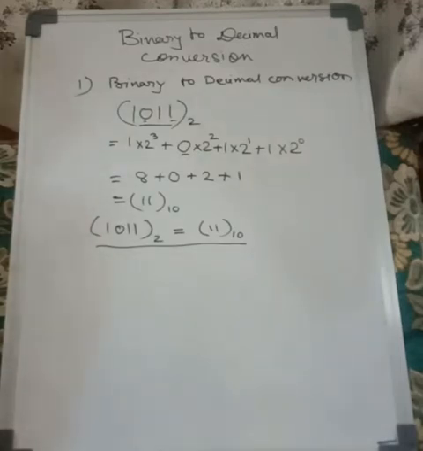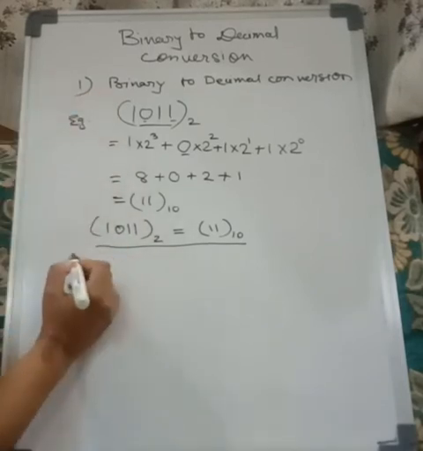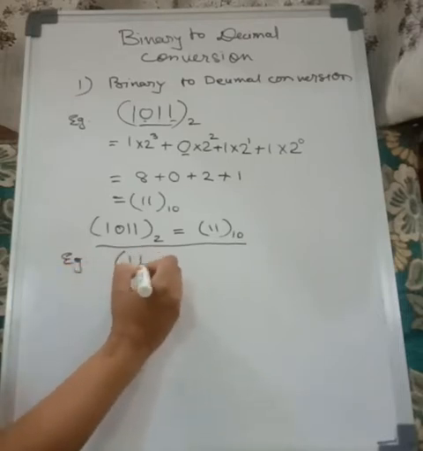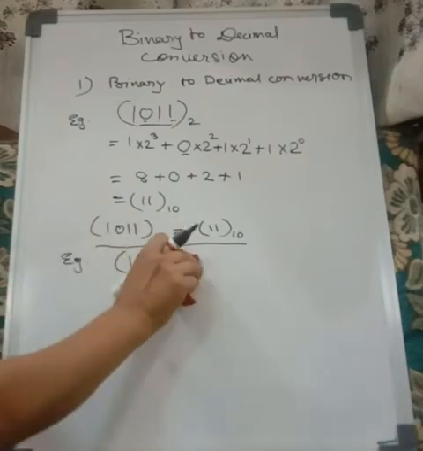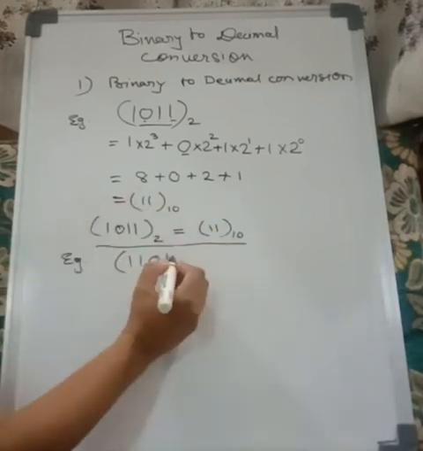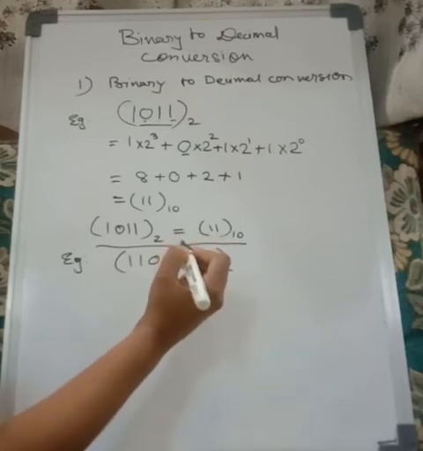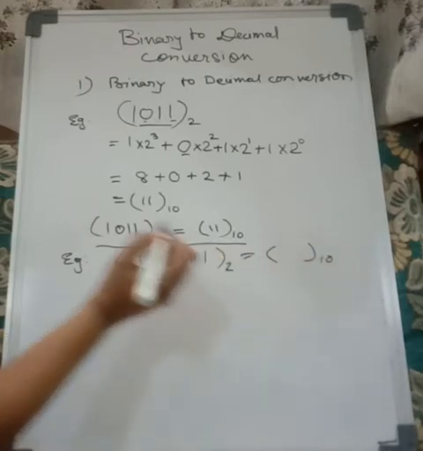Now a question arises: if we have a number with a decimal point, then how do we work with that number? So this was the first example. We'll take another example with a decimal point. Suppose we have 1101.01. This is your binary number. Now we have to convert this number into decimal number system.